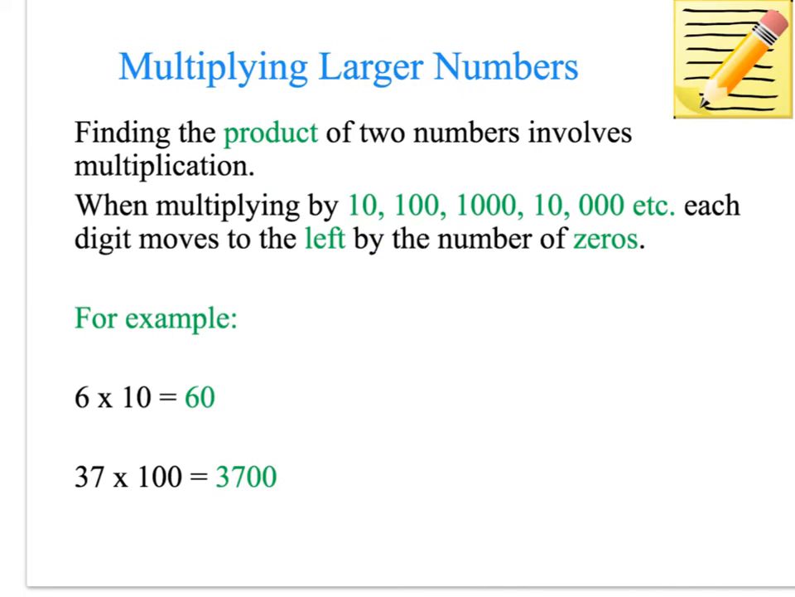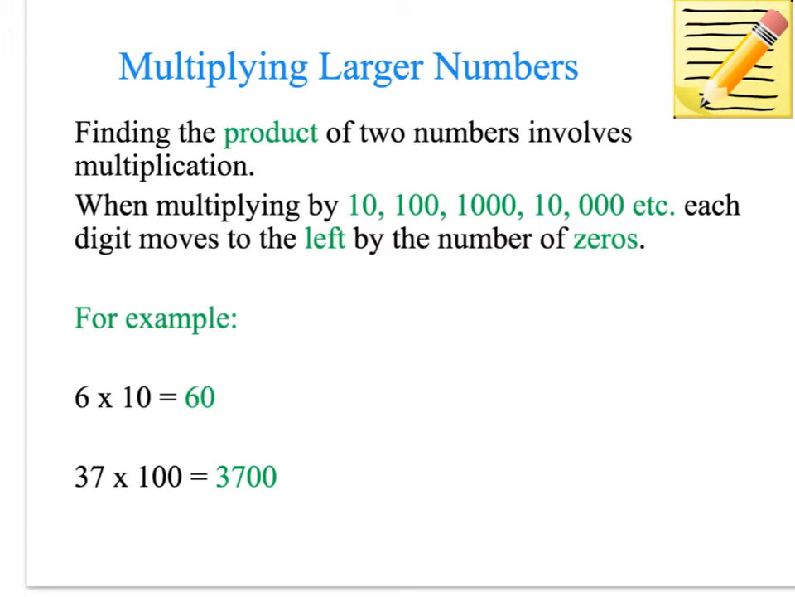Today we'll be looking at multiplying larger numbers, which is 1.6 in our textbook. When we're talking about multiplication, we're actually talking about finding the product of two numbers. Now the word product is used to represent the answer to a multiplication problem. So when you see the word product, it means you need to multiply numbers together.